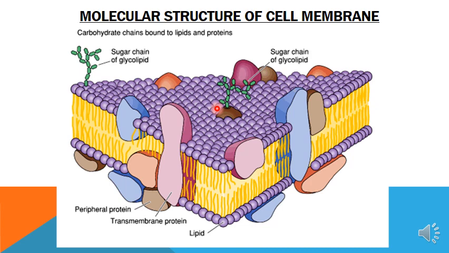This is a molecular structure of the cell membrane. This picture shows the molecular structure of the cell membrane. The cell membrane is formed of three characteristic molecules. The first molecule is called the phospholipid bilayer. The phospholipid bilayer is present in two layers.